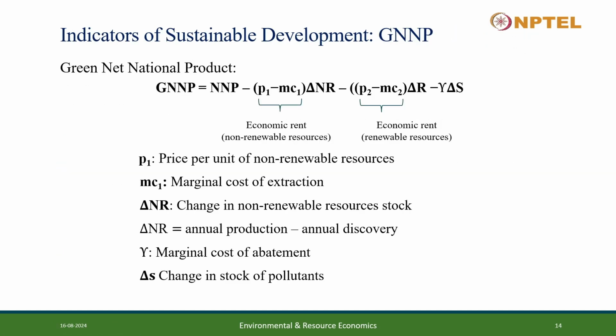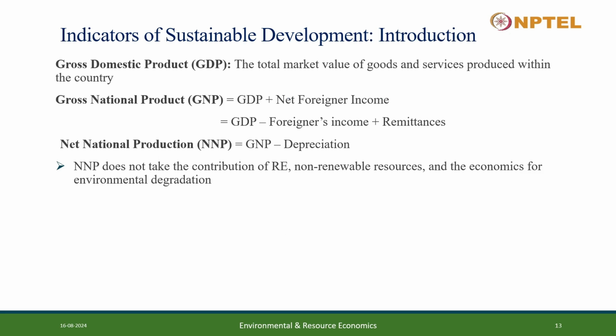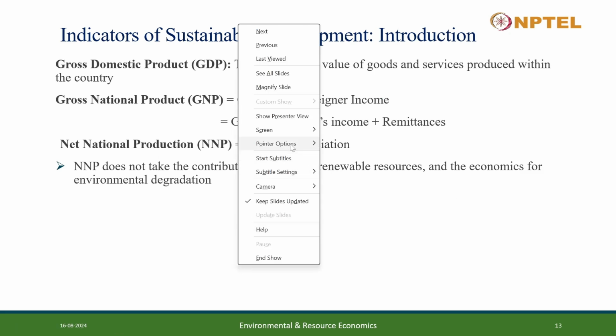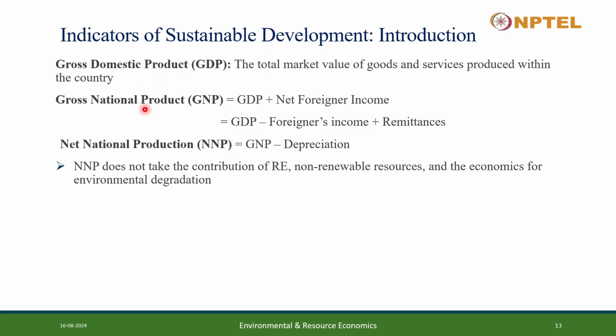Okay. Now we are talking about the indicators of sustainable development, which is green net national product. So why did we need green net national product? Because in any of these economic indicators, there is no point which says that we are using a certain amount of non-renewable resources, or a certain amount of renewable resources, which should be accounted in the economy. So that is not being done, or we are emitting certain emissions, so that is also not included.